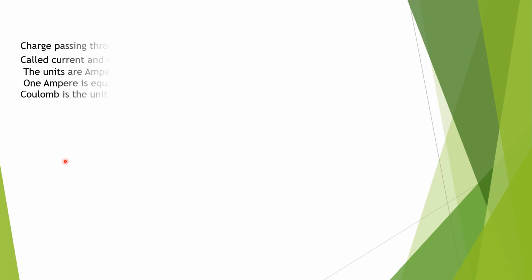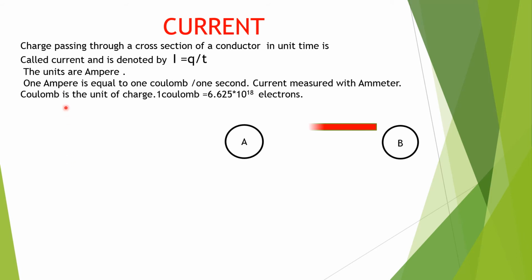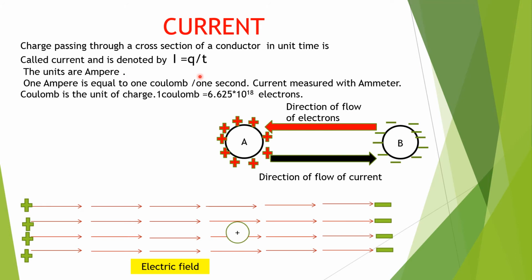Children, we learnt current is the orderly flow of electrons. So, current is defined as charge passing through a cross section of a conductor in unit time. So, I is equal to Q by T, where Q stands for charge and T stands for time. What are the units of current? Ampere. So, if 1 coulomb charge passes through a cross section in 1 second, then the current is 1 ampere.